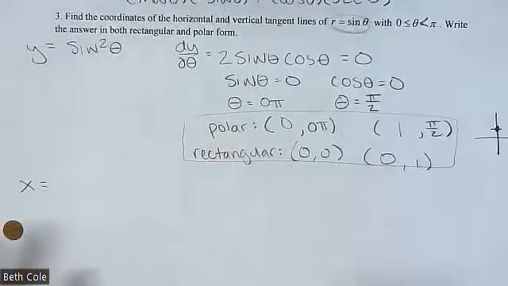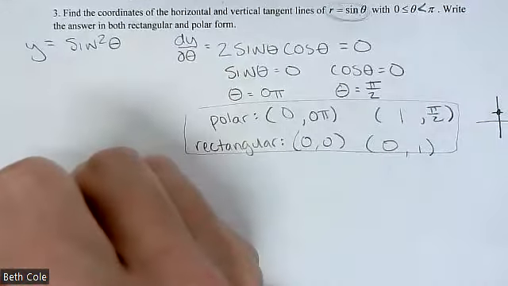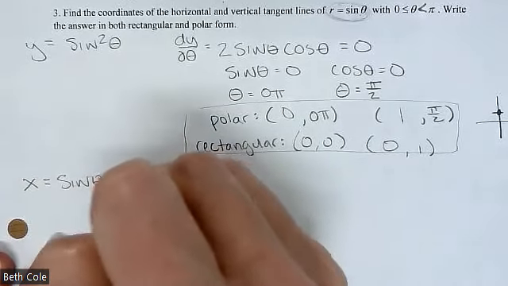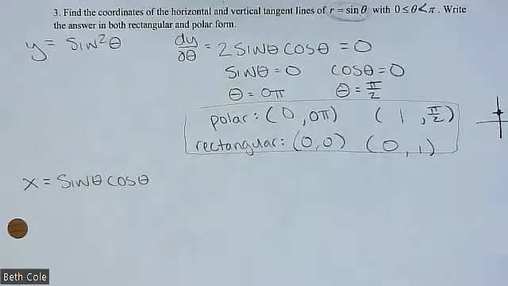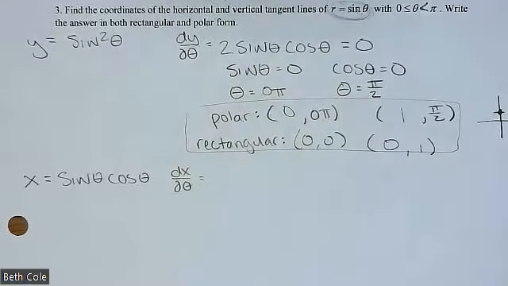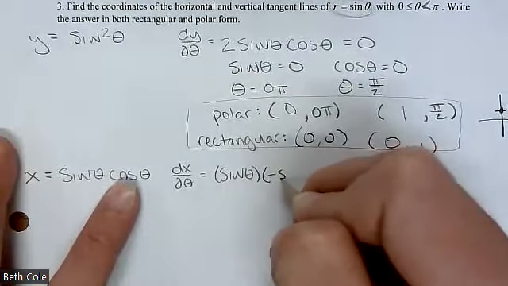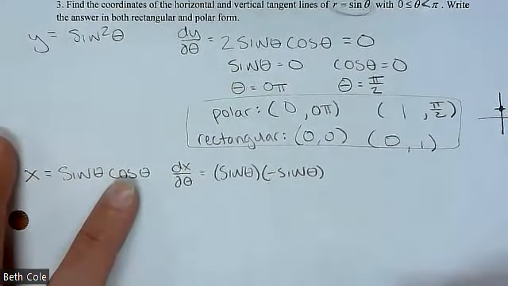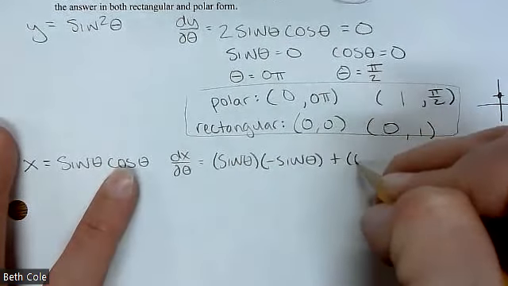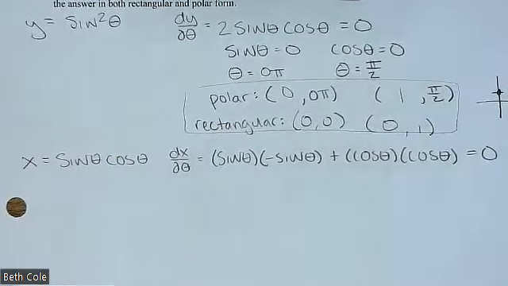So now we need x. We're basically going to repeat the problem except do x. So what would x equal? Good. It's r cosine. R is sine. So sine, cosine. So now we're going to do dx d theta. And it's going to be a product rule. So it'll be first times derivative of the second, which is negative sine, plus the second times derivative of the first, which is cosine, and we're setting it equal to 0.